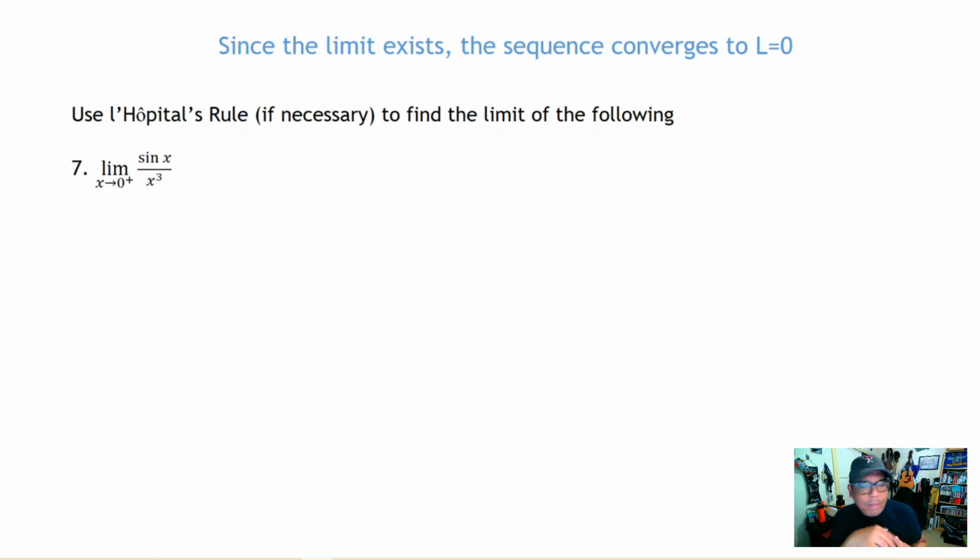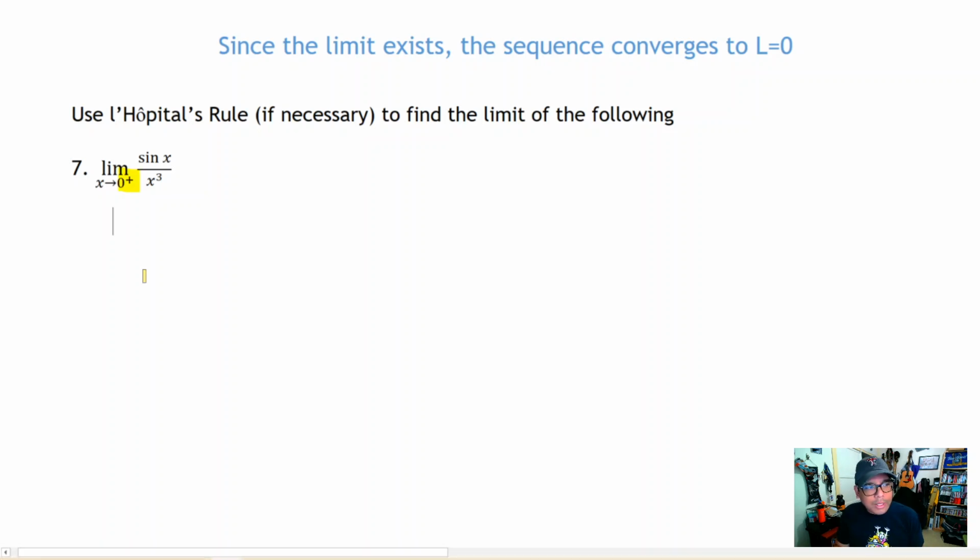All right, everyone, welcome back to our Chapter 9 practice test, and we're going to take a look at questions 7, 8, and 9 here. For these questions, we're going to use L'Hopital's rule if necessary to find the limit of these functions. So let's take a look at this first one, sine of x over x cubed.